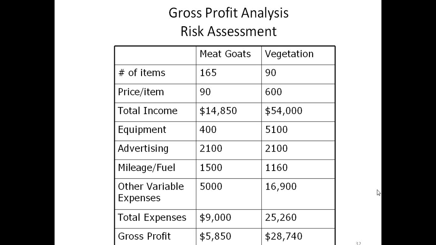So if something goes wrong, if you don't get the number of days on a project, or you get unexpected expenses, you could end up with a big loss. There's more risk involved in the vegetation enterprise, because there's more dollars invested to get to that return. You get a better return, but there's more dollars invested in it. So you've got to look at where your level of risk tolerance is.